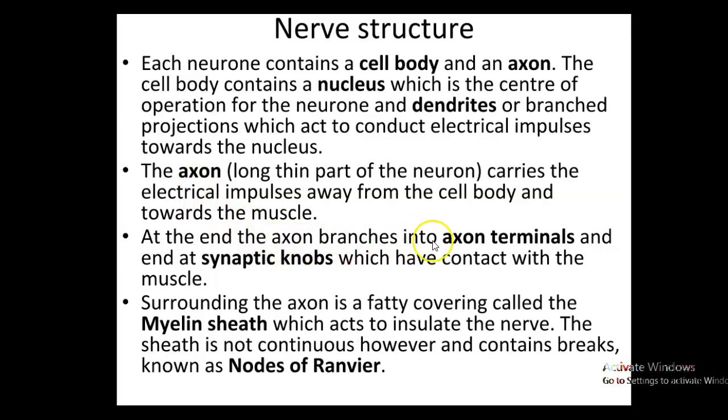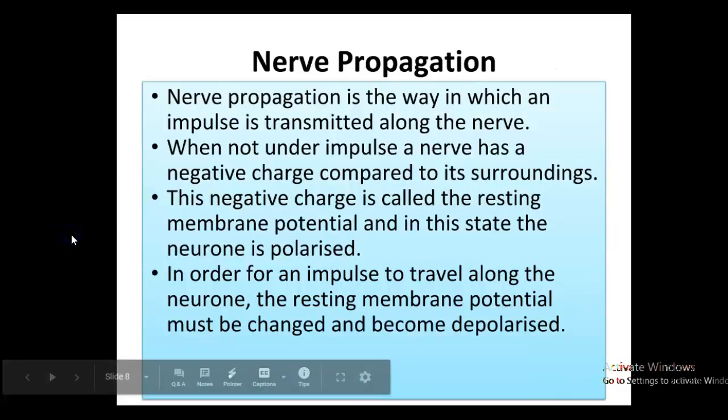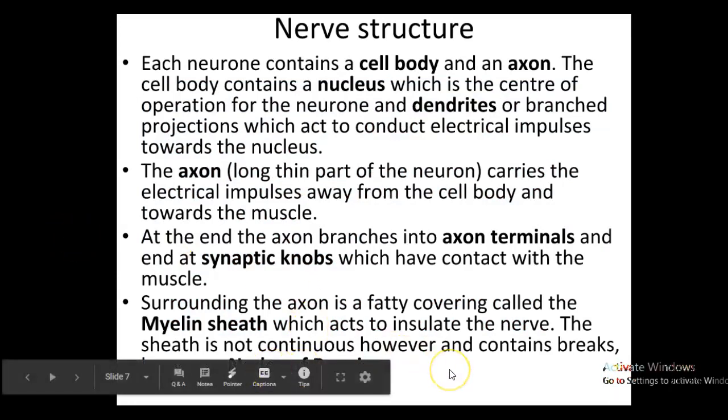At the end of the axon, you've got axon terminals or an end plate terminal and synaptic knobs, and they have contact with the muscle. All right, so these motor neurons, they start with the cell body, and then the end bit of it attaches to the muscle, and it's going to make the muscle contract. Surrounding the axon is the fatty covering called the myelin sheath, which acts to insulate the nerve. Okay, the sheath is not continuous, and it has these breaks, nodes, known as the nodes of Ranvier.